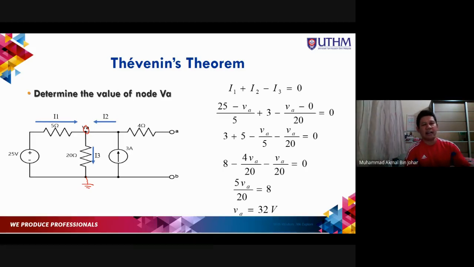Perlu ke I kira I3 tu? Tak kan? Sebab saya tak nak tahu pun I3 tu berapa. Yang saya nak tahu adalah voltage across AB, which is dalam situation ni from A to ground. VA to ground. Sebab itu saya identify kat node mana yang perlukan tu. So node VA to ground tu akan represent voltage across A and B. So saya fokus pada mencari nilai VA, dan nilai VA to ground inilah yang merupakan V Thevenin.